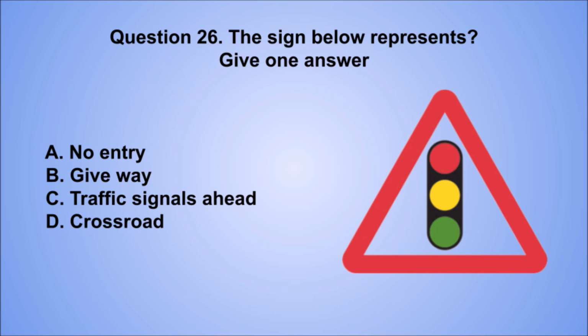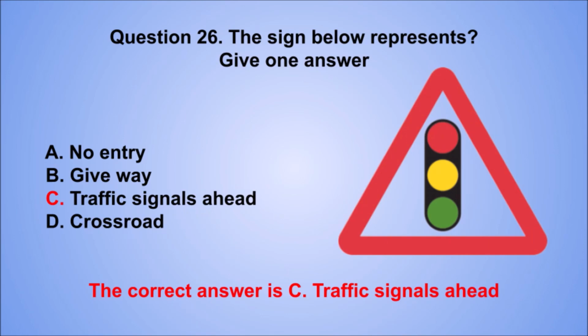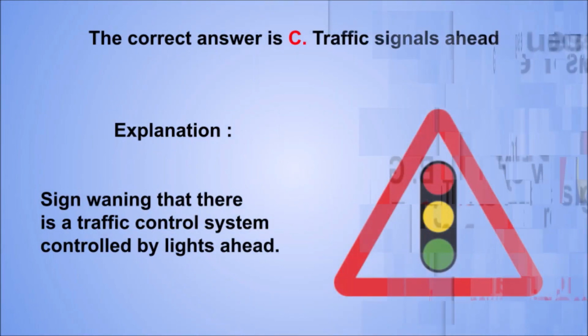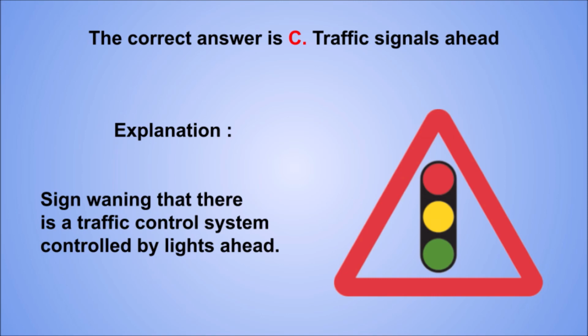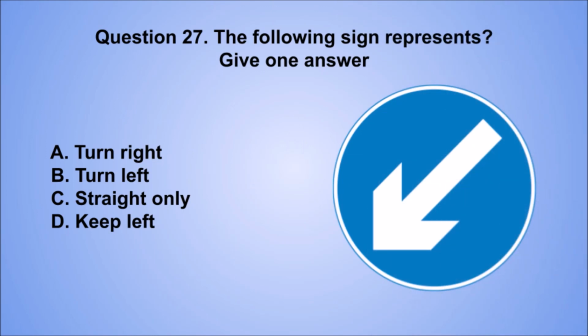Question 26. The sign below represents, give one answer. A. No entry. B. Give way. C. Traffic signals ahead. D. Crossroad. The correct answer is C. Traffic signals ahead. Explanation. Sign warning that there is a traffic control system controlled by lights ahead. Question 27. The following sign represents, give one answer. A. Turn right. B. Turn left. C. Straight only. D. Keep left.